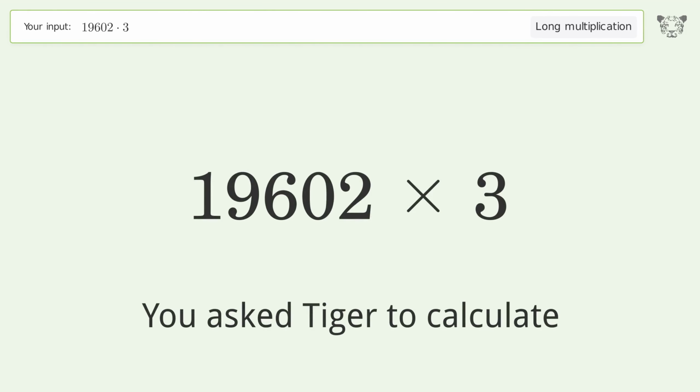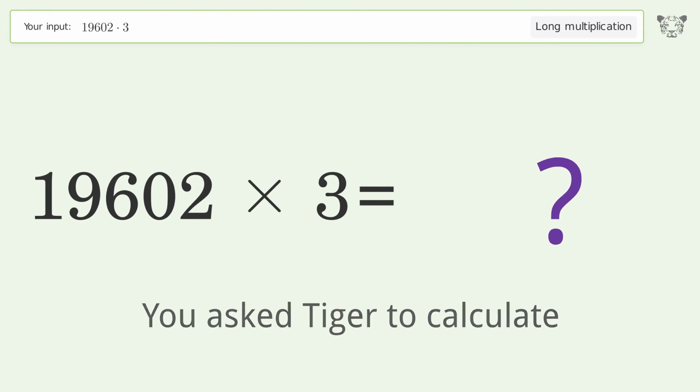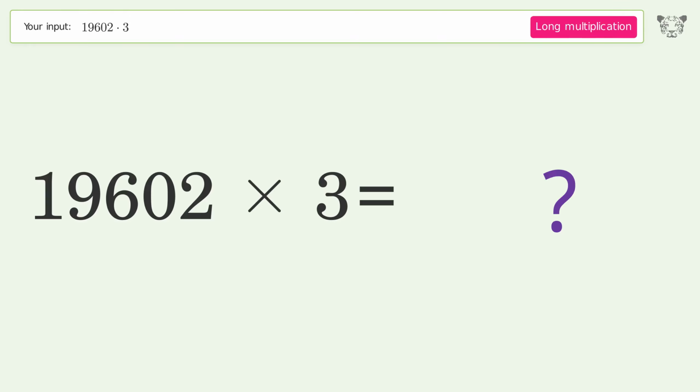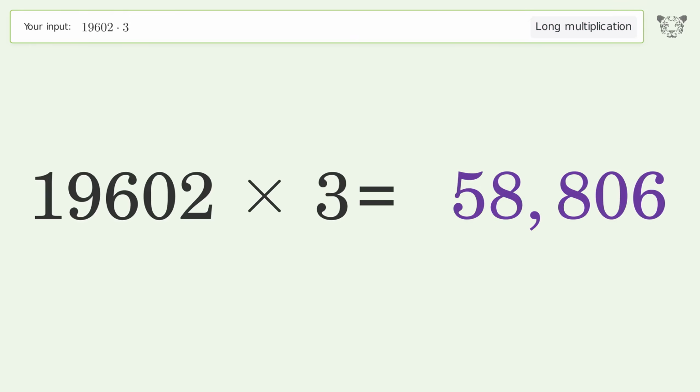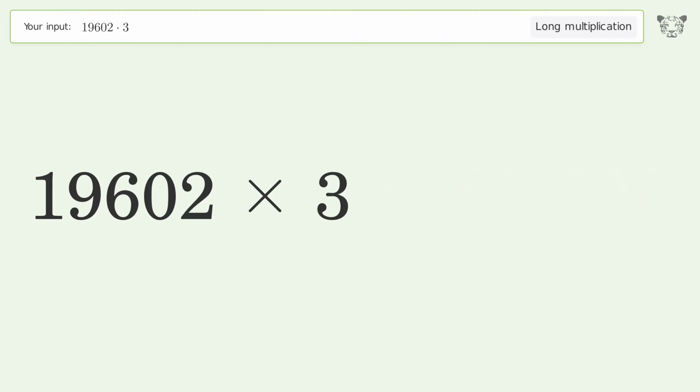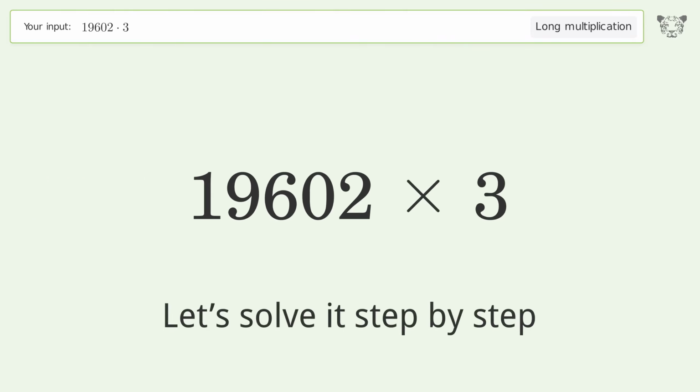You ask Tiger to calculate. This deals with long multiplication. The final result is 58,806. Let's solve it step by step.